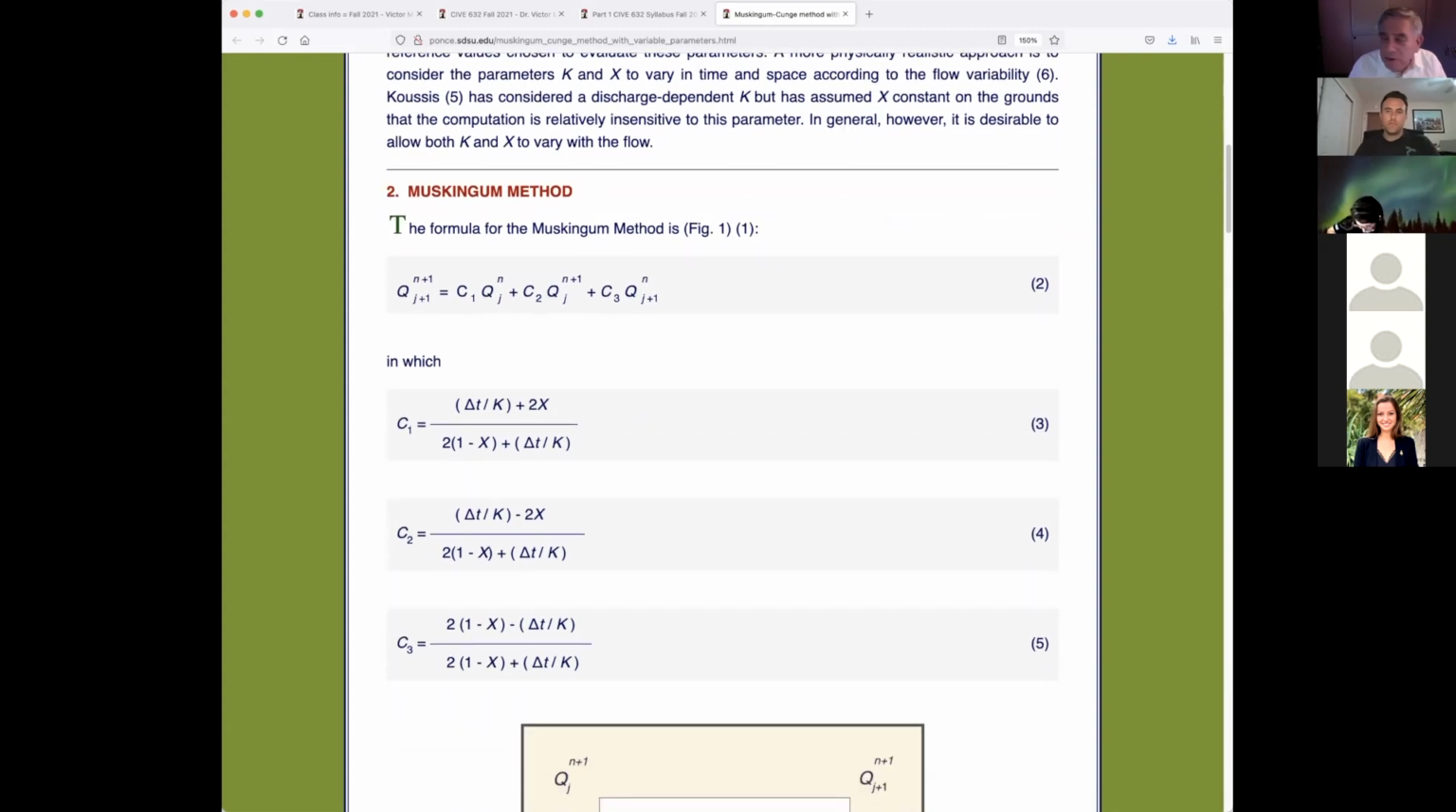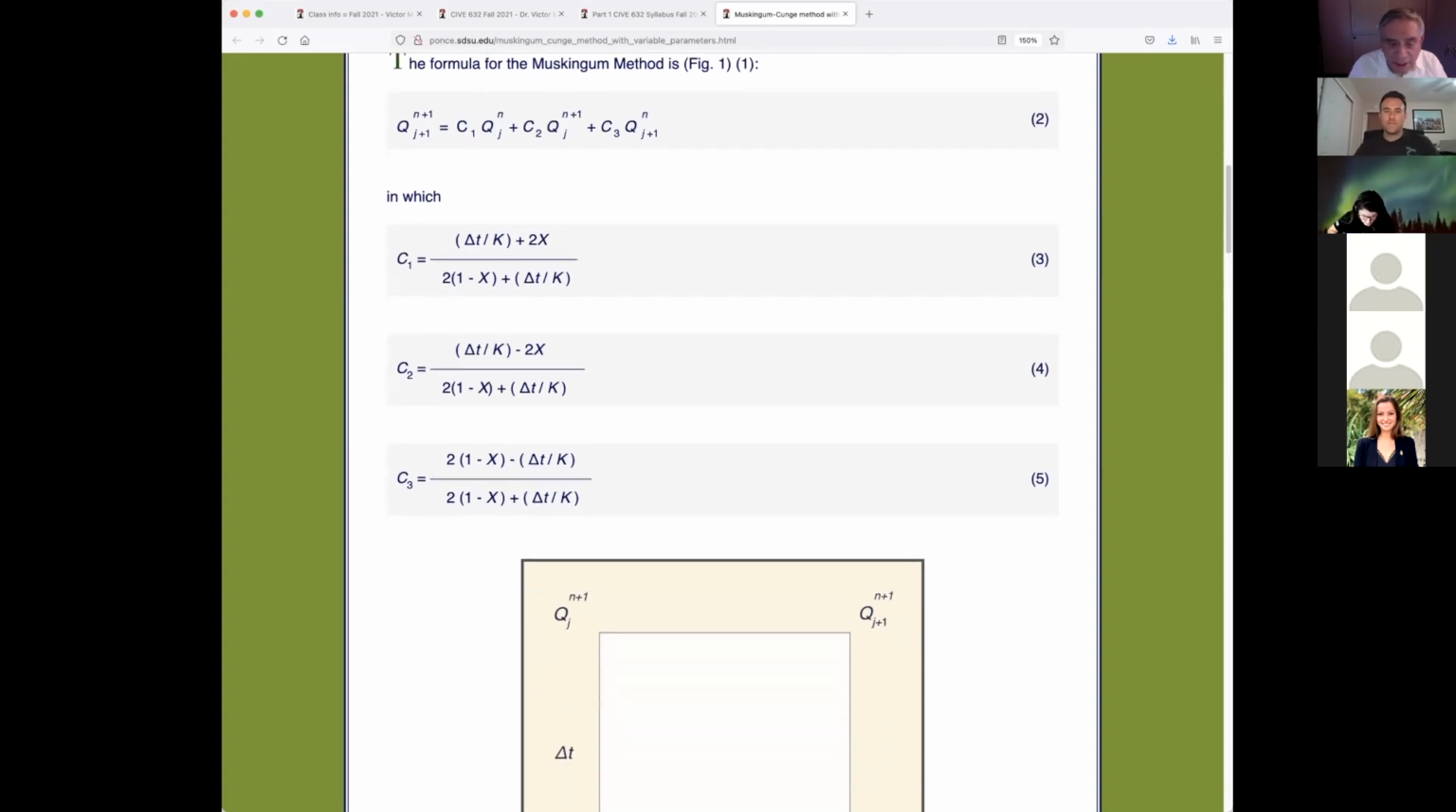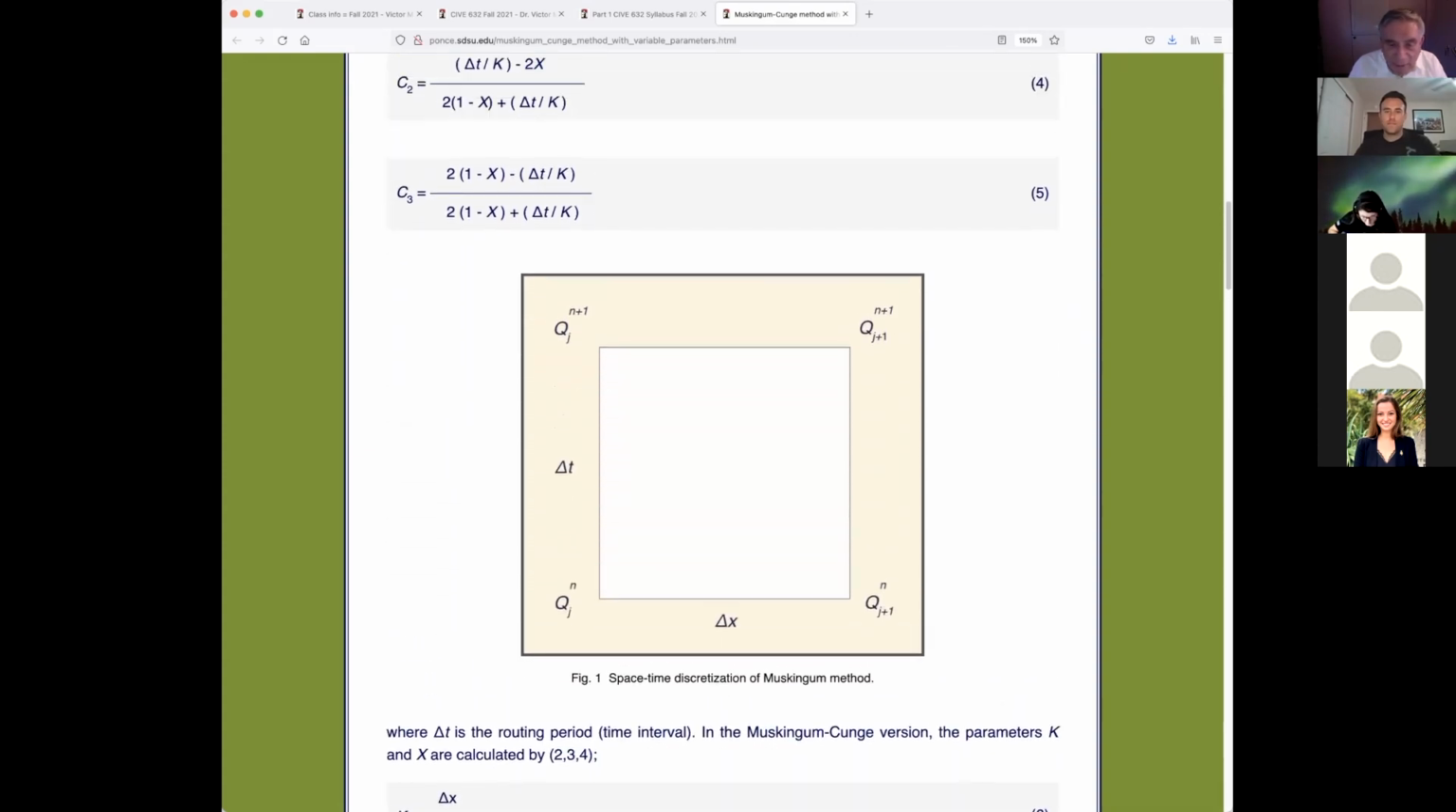So the Muskingum method we already know. If you are not familiar with it at this point, then review it. The equations are all in there. It is very clear. The little bit of magic is this plot in here, which is supposed to be the space-time discretization. If you have never done this, it's going to take you some time to figure it out. I know that for a fact. I've taught this for many years.